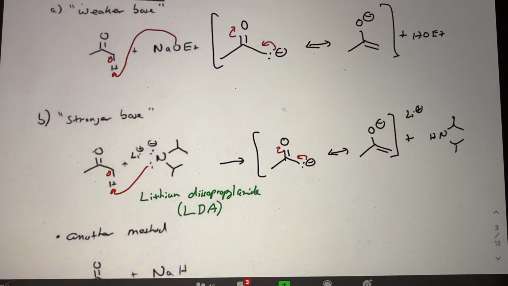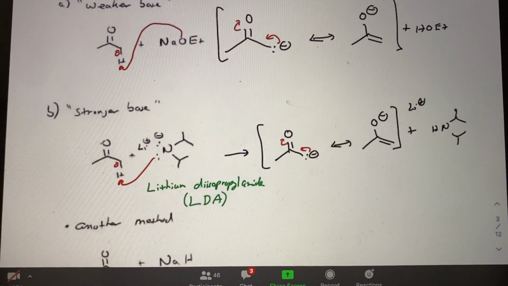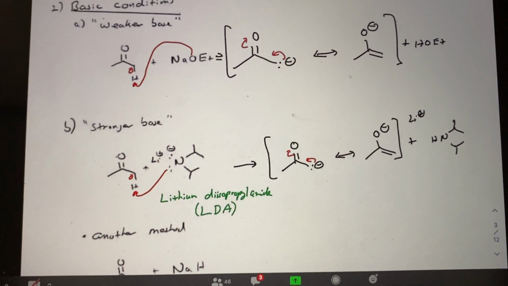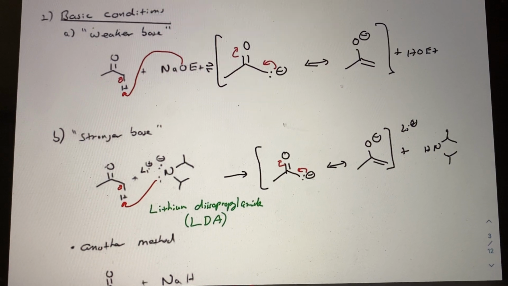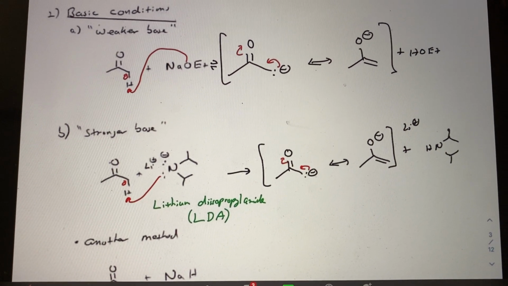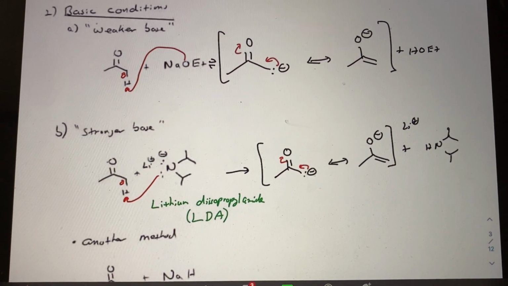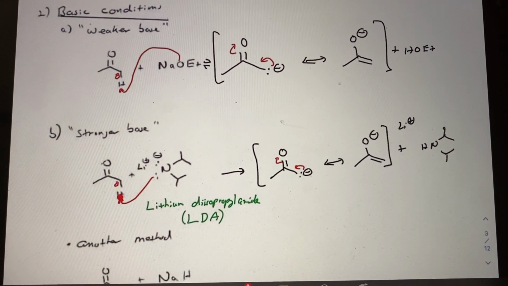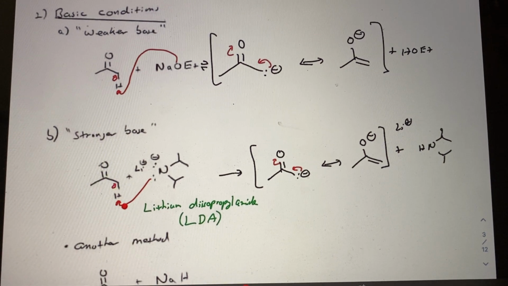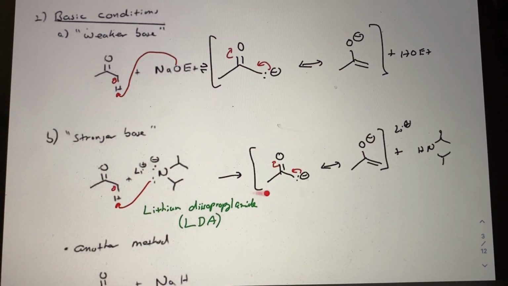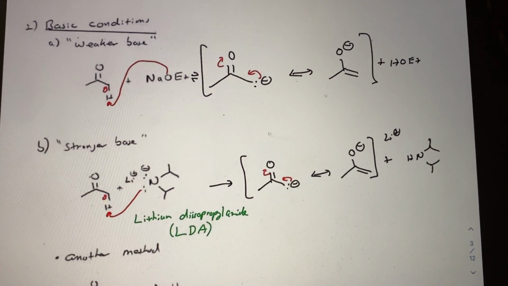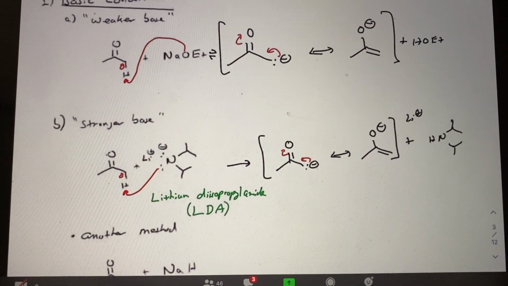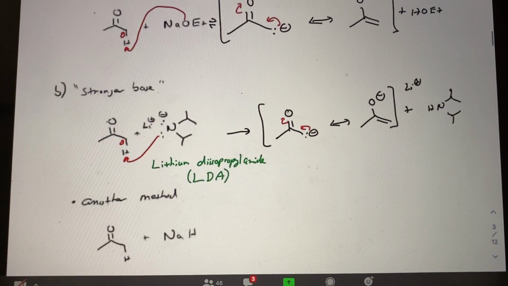Now, what's important here is actually the weaker base above. This one will act as an equilibrium, deprotonating and protonating. And that's going to be important because this will come up later on as kinetic versus thermodynamic product. Whereas with LDA, once it rips that proton off, the reaction is not going backwards. And so it's a way of essentially generating, in one direction, quantitatively or 100%, the enolate that you want. So that's going to be important.